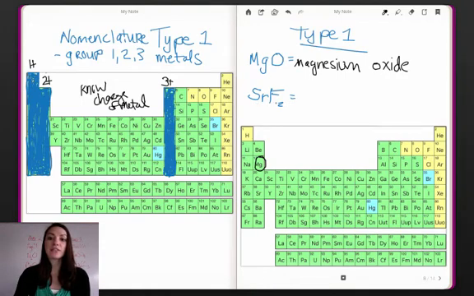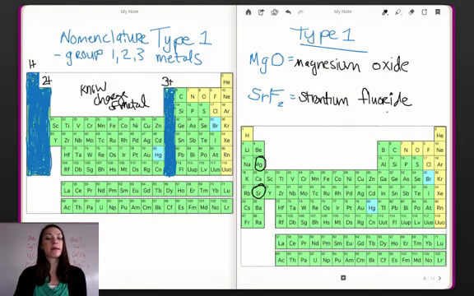Next one we're going to do is SrF2. You might have to look up what Sr is on your periodic table, but Sr is strontium. So I'm going to start by naming my metal, which is strontium. And then I'm going to name my nonmetal, changing the ending to IDE. So fluorine becomes fluoride. And that's my type 1 naming.